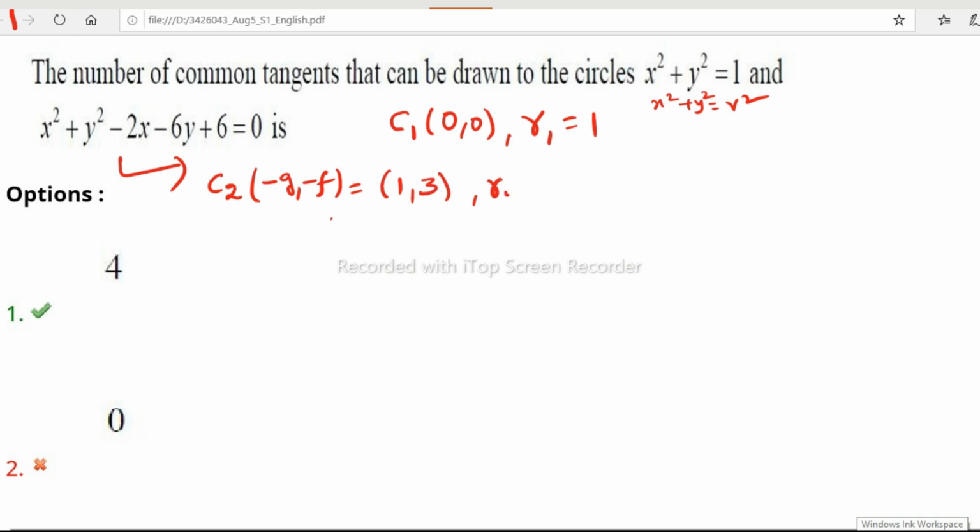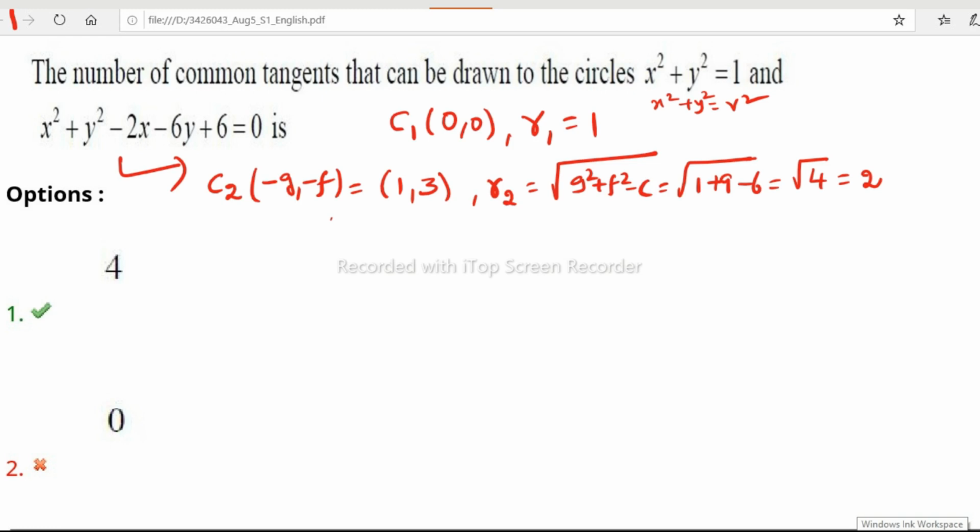What is R2, the radius of circle 2? That is root over g square plus f square minus c. That is root over g square is 1, plus f square is 9, minus c, minus 6. 9 plus 1 is 10, minus 6 is 4. Root 4 is 2.